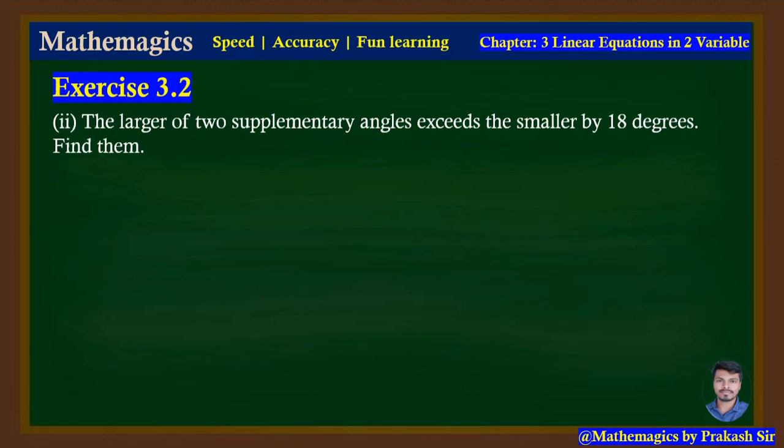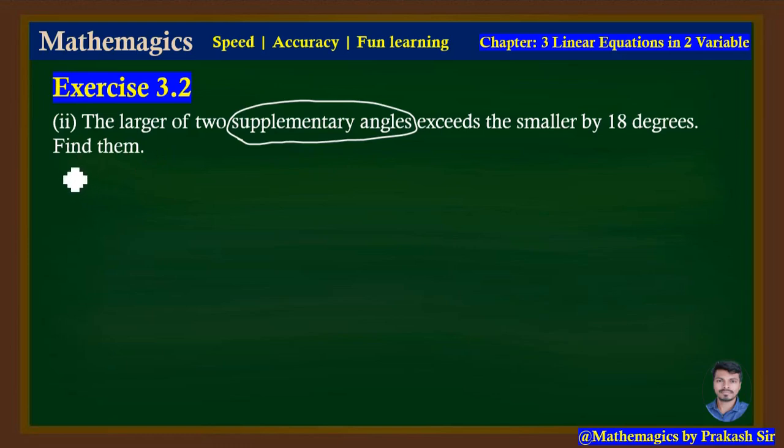Question number 3 only, this is the second bit. The larger of the two supplementary angles exceeds the smaller by 18 degrees. Find them. So the first key is that the angles are supplementary. Dear friends, you must be knowing that when the sum of two angles is 180 degrees, then only it is called supplementary angles. So here there is a discussion of two different angles.